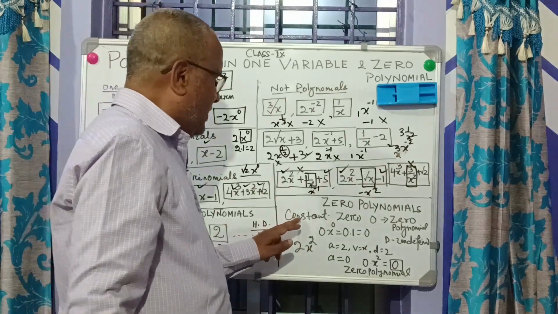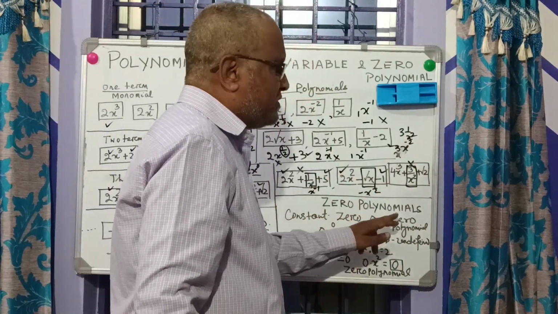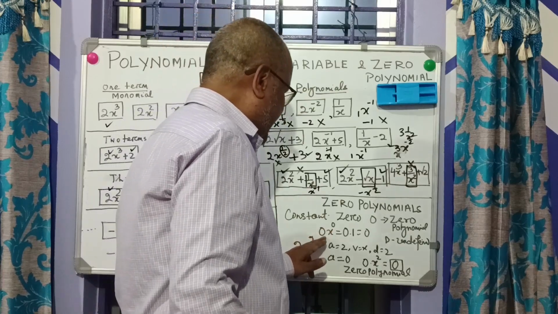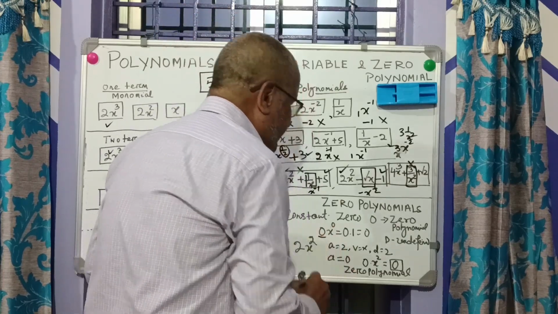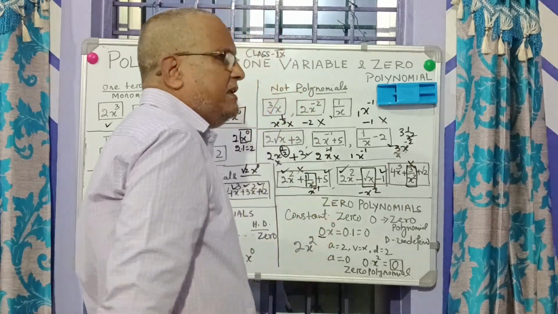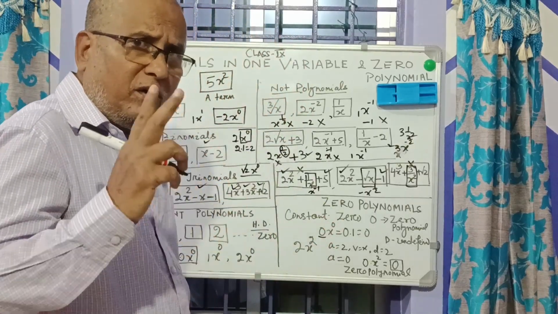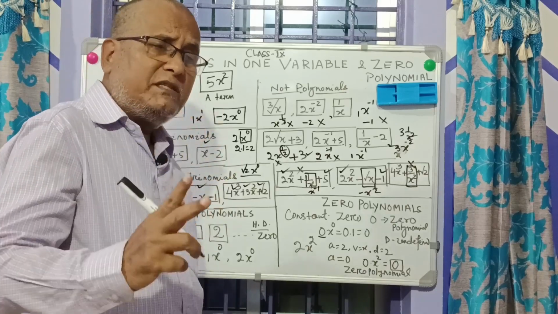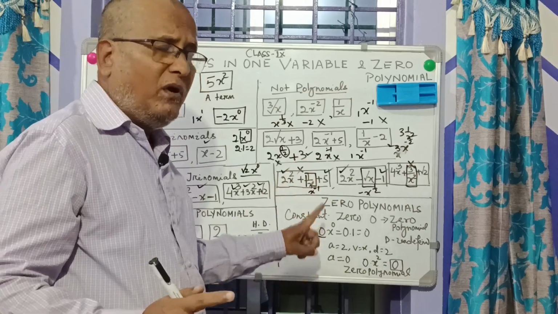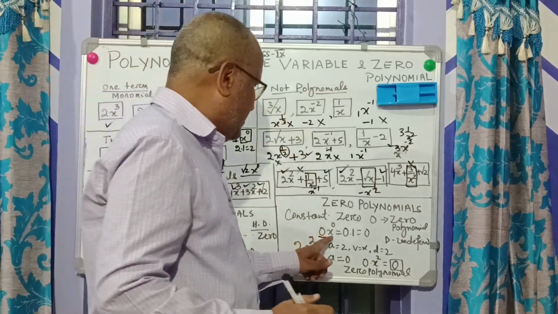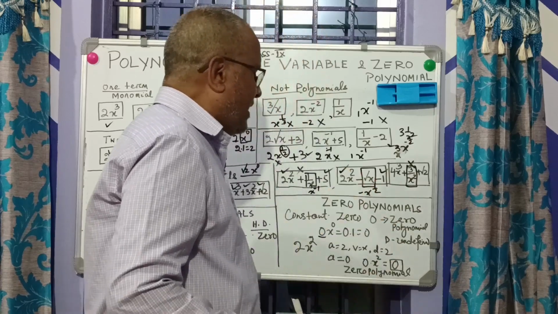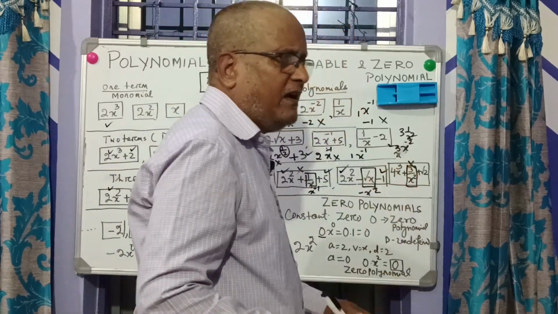First you see, when the constant is 0, that is called the zero polynomial. So we write 0, 0 is the coefficient, and x is the variable, and degree 0. Each and every term must satisfy the three conditions: the coefficient, variable and exponent. Now it becomes 0. So it is called the zero polynomial and the degree is undefined.